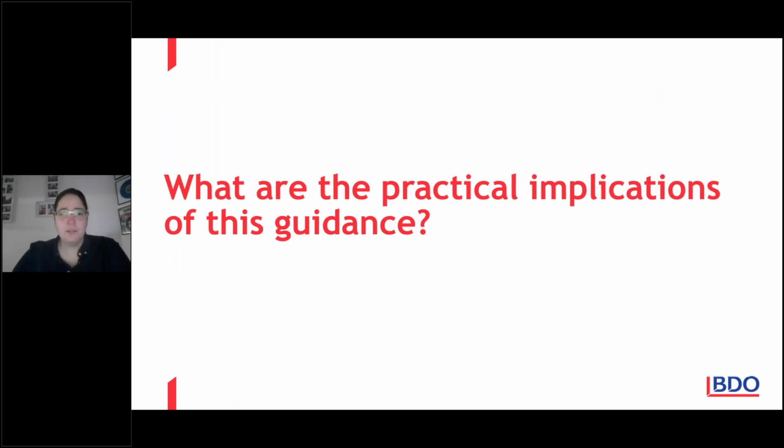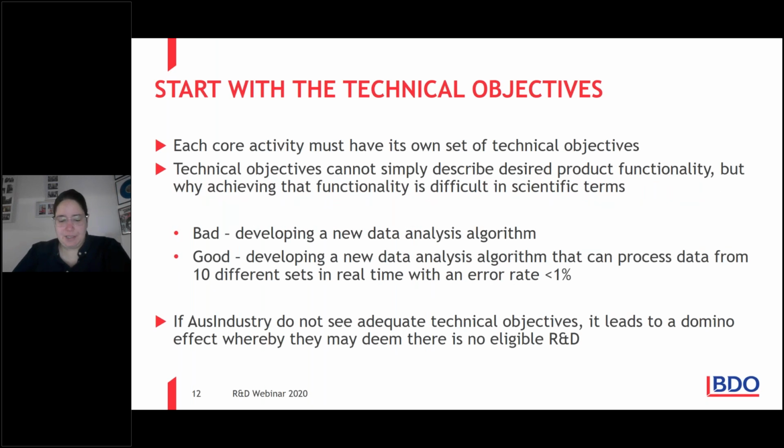So what are the practical implications of this? We talk about this is what the government wants to see, these are the things you need to be focusing on. But at the end of the day, you've still got to go away and actually write a project description that makes sense, that meets these requirements. How do you do that?